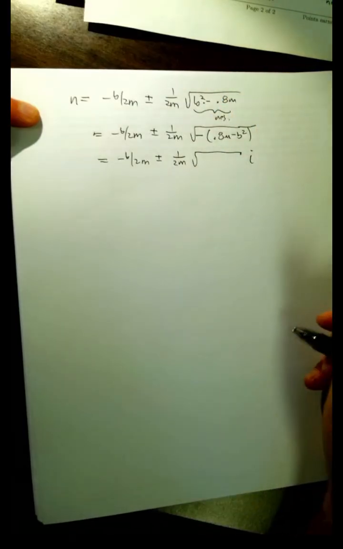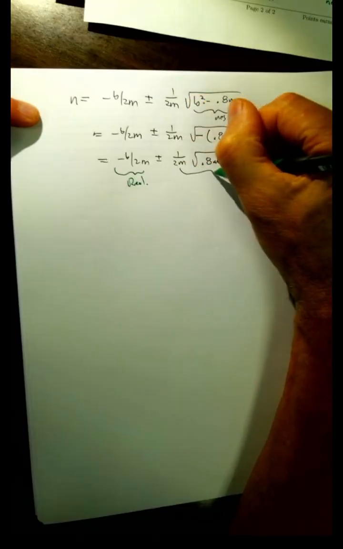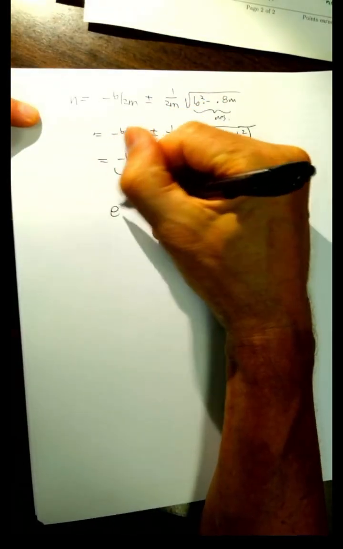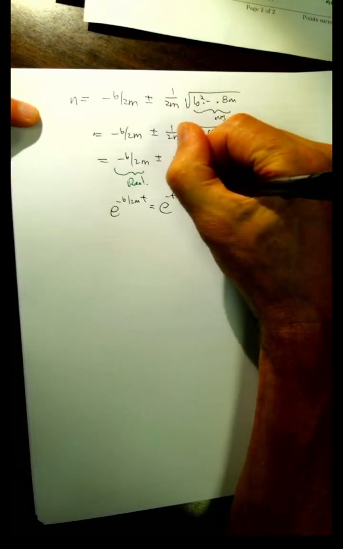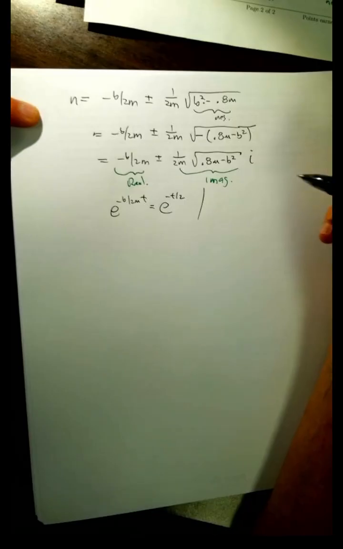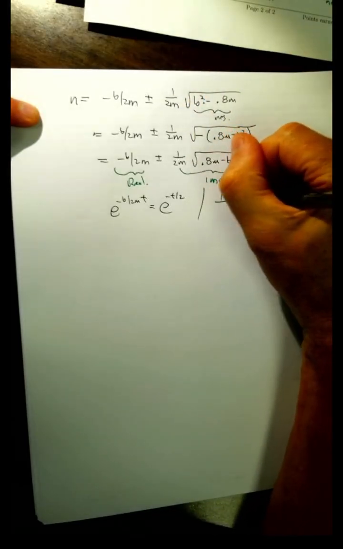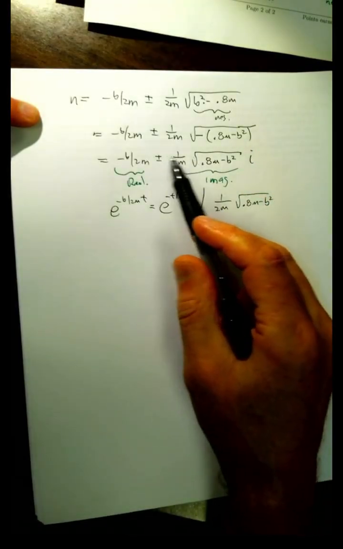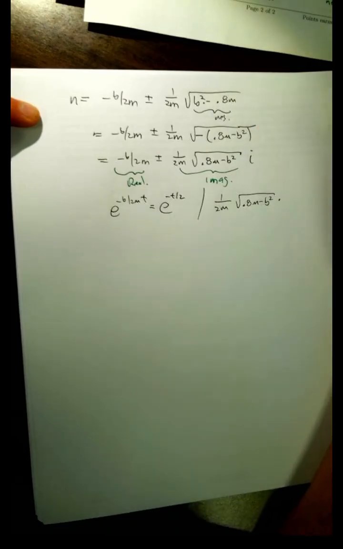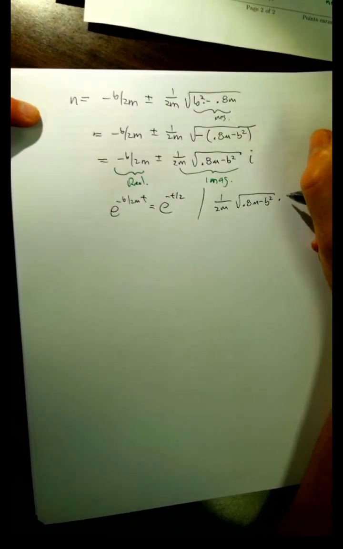So the square root of minus 1 gives me an i. I get the square root of 0.8m minus b squared. So this is the real part. That's the imaginary part. I know that e to the minus b over 2m t has to give me my decay. In the original question, this says that it has to be e to the minus t over 2. This term here is my imaginary part. So I'm going to have cosine or sine of this. So when I multiply that by the period, which we decided was 3/2, that has to be 2 pi.